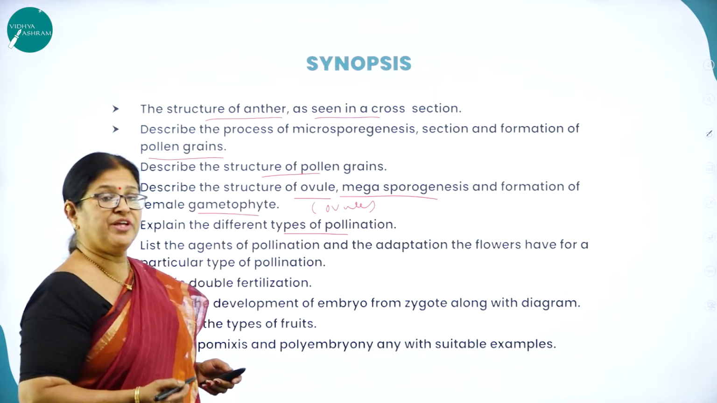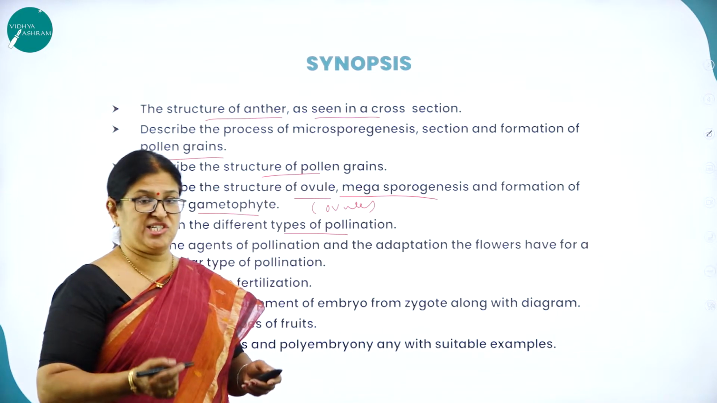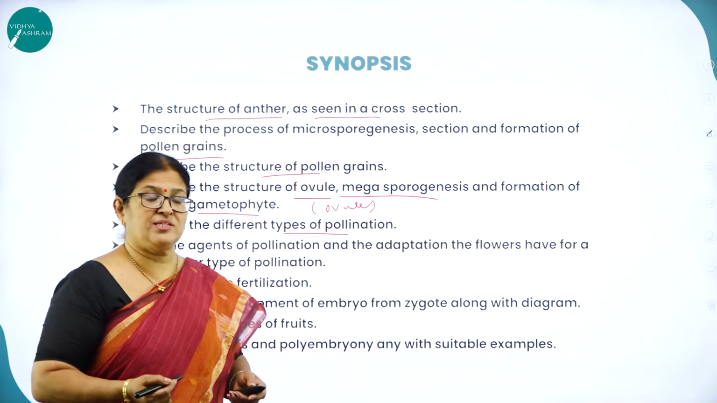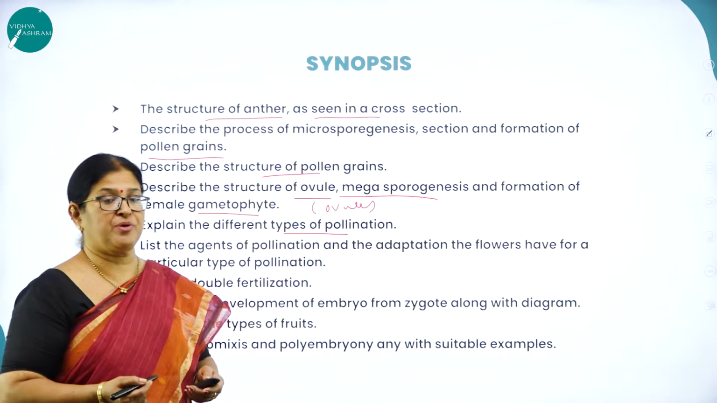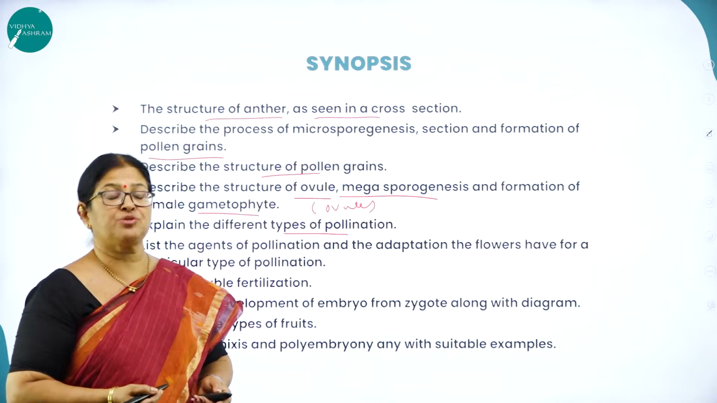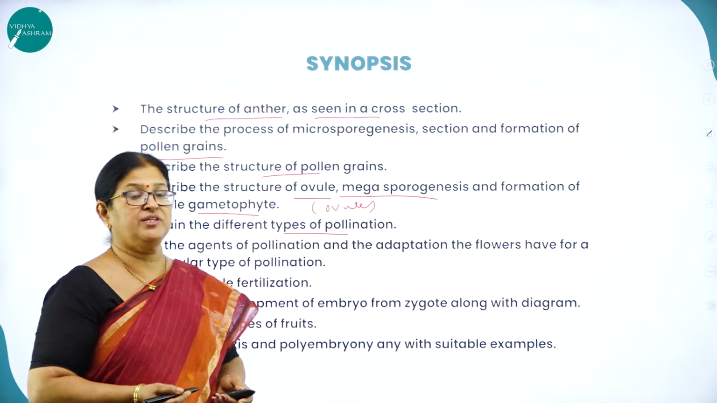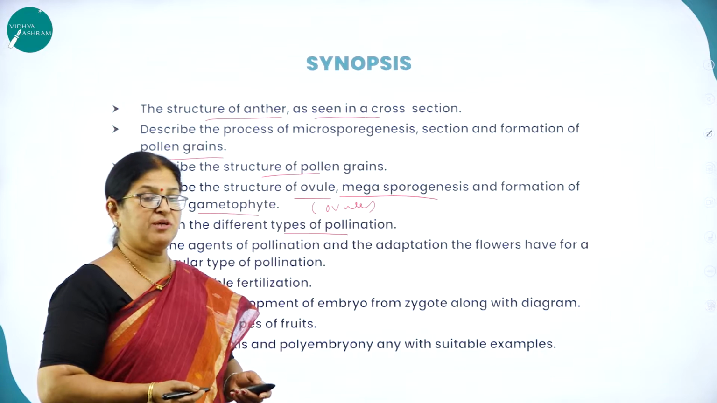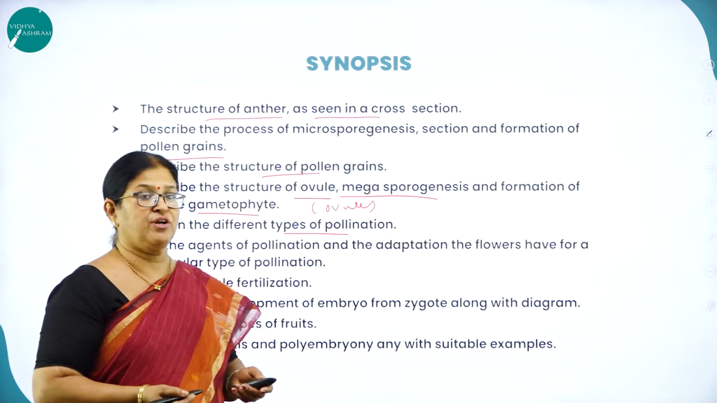So as we know, the very important thing is gamete transfer. As we all know that plants are stationary, so there must be some mechanism to help the gametes come close together and fuse and help in the process of fertilization, and that very important event we call pollination. So what is pollination? Pollination is nothing but the transfer of pollen grains from the anther of a flower to the stigma of the same flower, which we call self-pollination, or of a different flower, which we call cross-pollination.